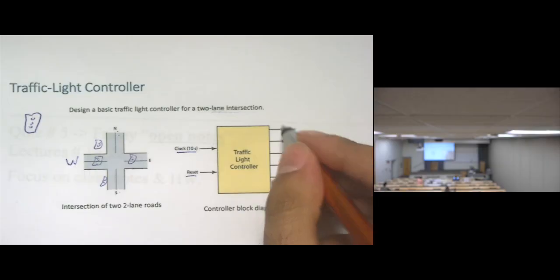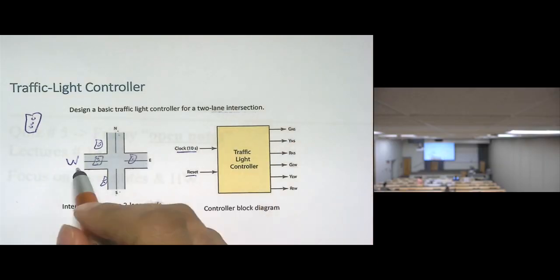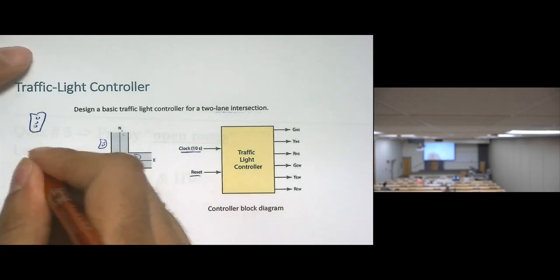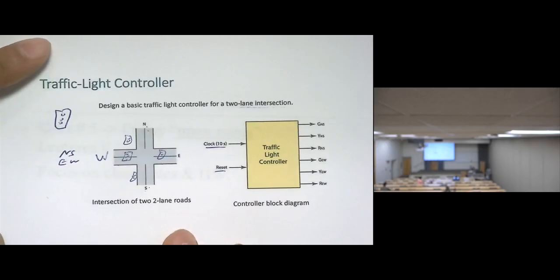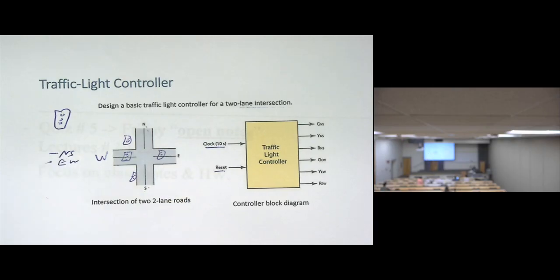So what are the options? We don't need to make one traffic light for east and one for west. We will call them north-south or east-west. So we will assume that we have two separate systems: the first system with north-south, the second system with east-west. Okay?